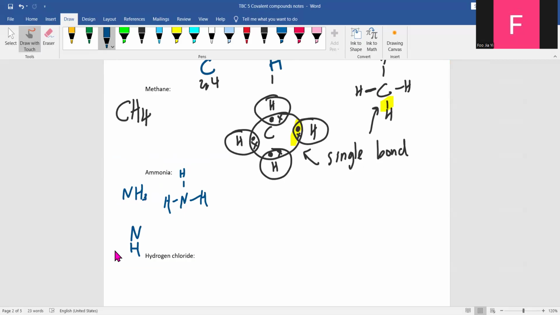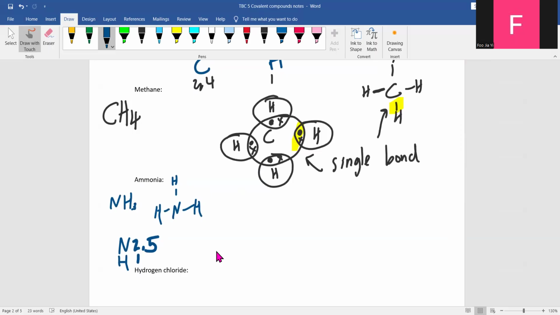So nitrogen is 2,5. So it has 5 valence electrons. Hydrogen is just 1. What does this have to do with ammonia? Hydrogen and nitrogen combine together to form ammonia. So you just draw the outer shell.